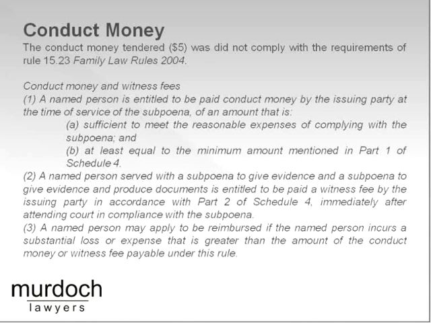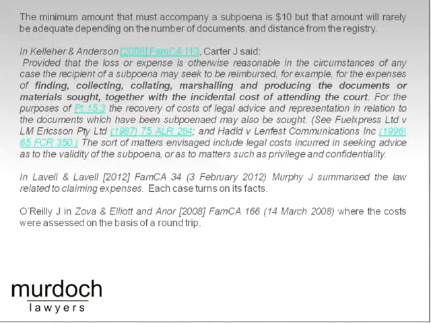So let's say that Dr. Busy at least produced the documents that he was able to do. How does he get paid for that? So the family law rules say that the minimum amount that must accompany a subpoena is $10, but as well as that $10, which is really just to cover some basic postage and photocopying, that amount's very rarely likely to be adequate, depending on the number of documents you have and the distance from the registry.